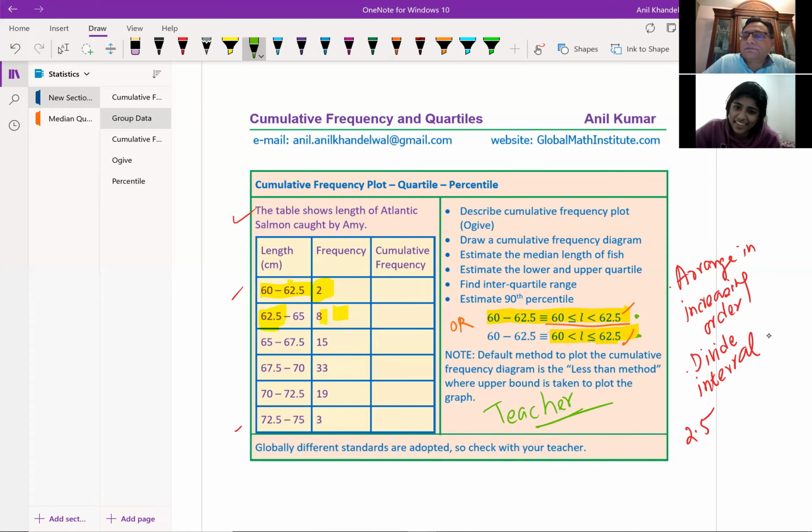Check with your teacher. I don't like this. The reason I chose maths was because there's only one answer. There's no discussion, no debate, no analysis. I don't like what's happening. Not in statistics. Here, a lot of ambiguities. Again, they take help of the word estimate.